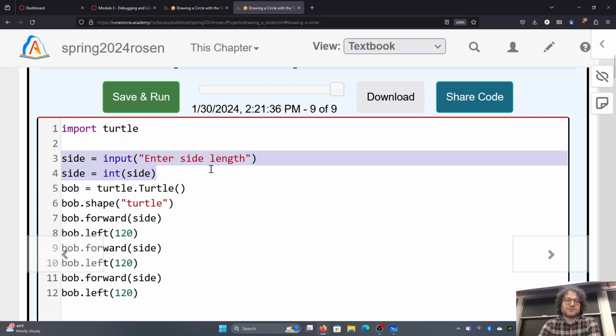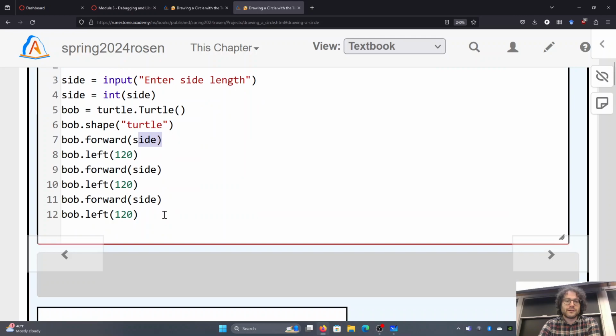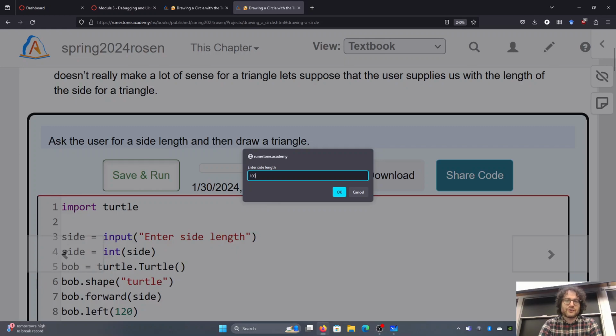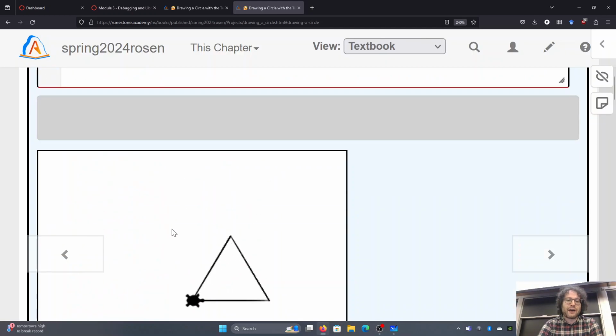We ask the user for the input, we get that input, and then he moves forward that amount. Then he turns left 120 degrees, moves forward that amount, turns left 120 degrees, moves forward that amount, and then he turns left 120 degrees. He doesn't necessarily need to turn left 120 degrees on that last one, but out of practice we will be doing that.